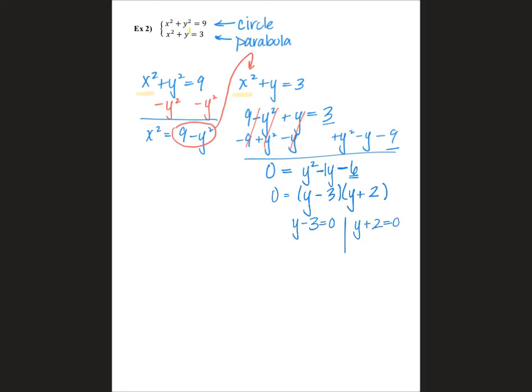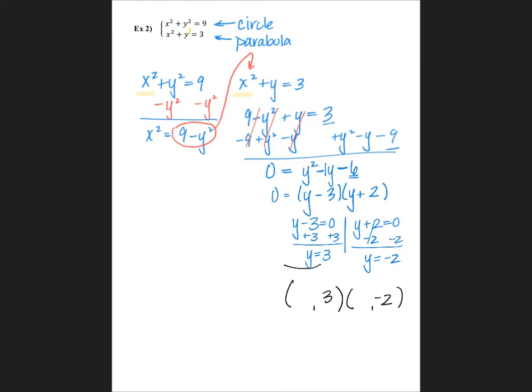In the first one, I would add the 3 over, which is going to give me y equals 3. And the second one, I'm going to subtract the 2 over, which is going to give me y equals negative 2. Now, just like the other problem, you're going to end up with a set of ordered pairs. So this first y, my 3, is going to be in the second spot, and my second y, my negative 2, is also going to be in the second spot. So let's find the x coordinates that go with those.